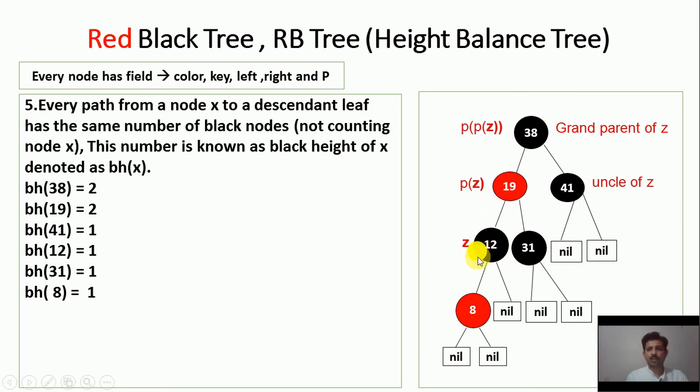And from number 12, how many paths are there? You can see that there are three paths: 12, 8, nil; 12, 8, and if we traverse the right side, then we will get a nil child; and the third one is that we directly get the nil child here. So there are three paths, and the same number of black nodes, 1, here. In the next slide, I will discuss the various cases which are used to get the balanced tree in red black tree.